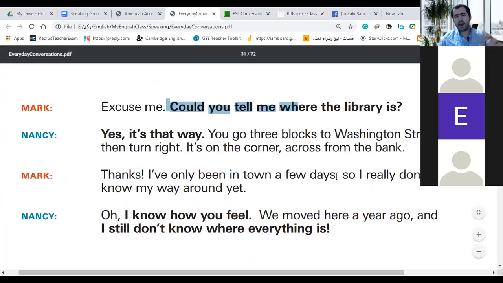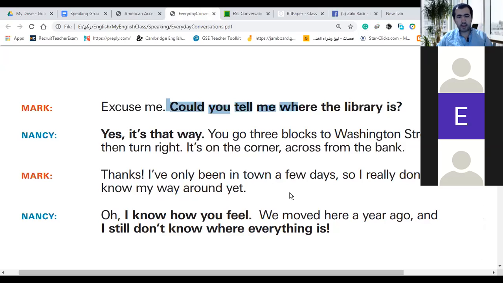Yes, it's that way. It's that way. You go 3 blocks to Washington Street, then turn right. It's on the corner across from the bank. Thanks. I've been only in the town few days. I really don't know my way around yet. Oh, I know how you feel. We moved here a year ago, and I still don't know where everything is.